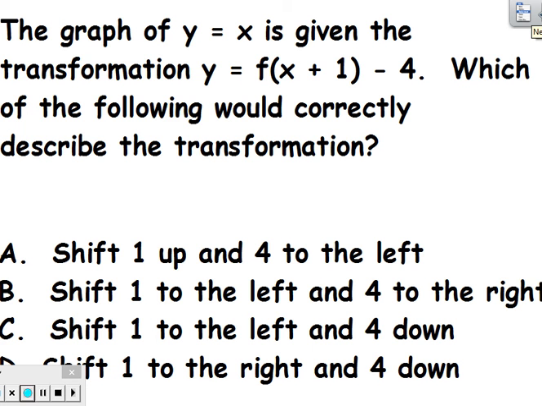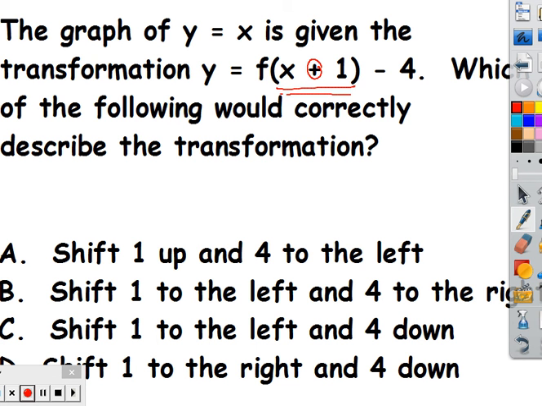Next equation, the graph of y equals x is given the transformation y equals f of x plus 1. So first we look in here at what we're doing to x. Normally, if it says plus, we would be going to the right because the positives are on the right of the x-axis. However, x always does things in the opposite way. So this means that we're going to the left. Okay, and that is left 1 space.